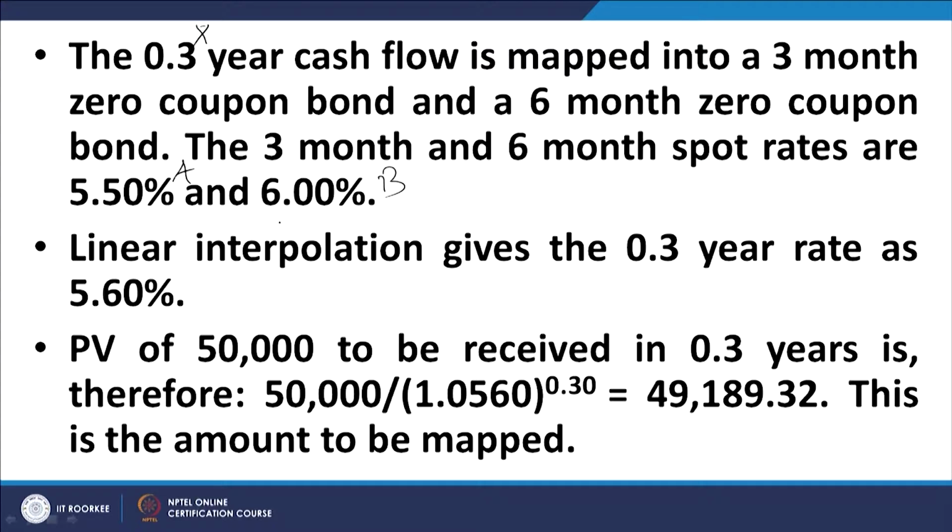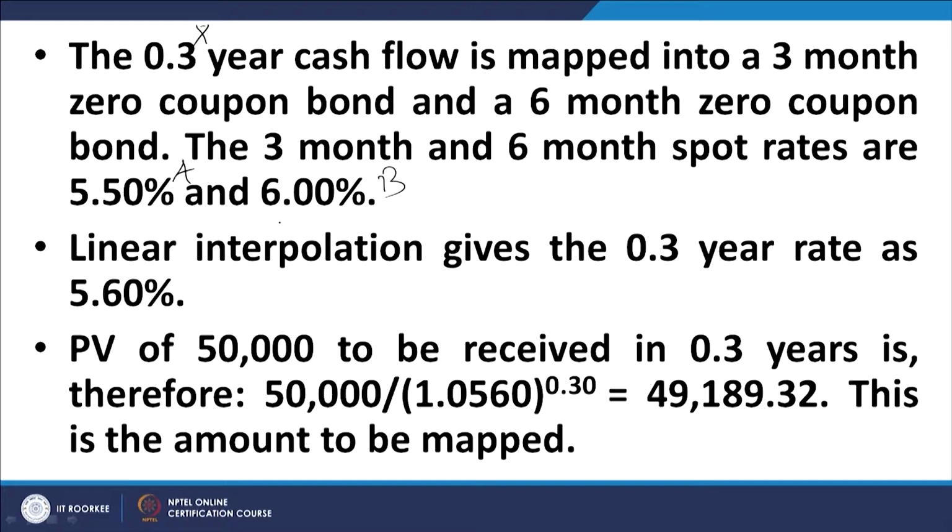Now the payment of 50,000 is to be made at t equal to 0.3 years. What is the present value? That is the amount that will have to be mapped, and the present value works out to 50,000 divided by 1.056 to the power 0.30, that is 49189.32. This is the amount which will have to be mapped into A and B.